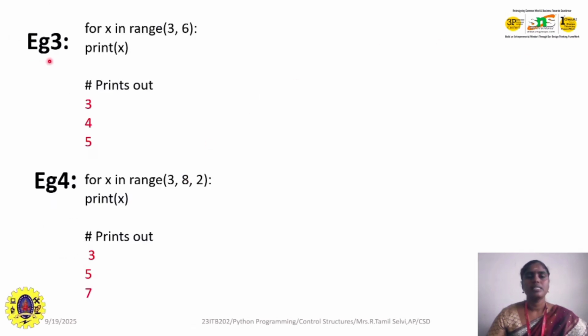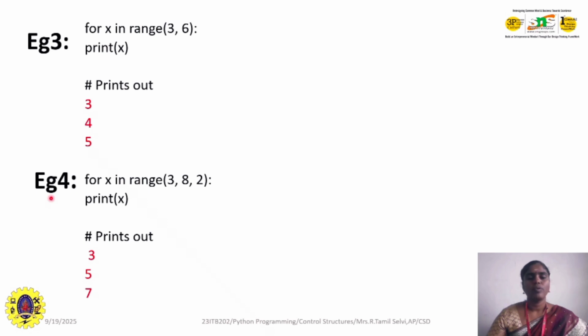Let's consider this third example: for x in range(3, 6), print x. If you run this program, you will get the output 3, 4, 5, because here we define the range as 3 to 6, with starting value 3 and ending value 6. The ending value is always considered as n minus 1. So we will get the output 3, 4 and 5.